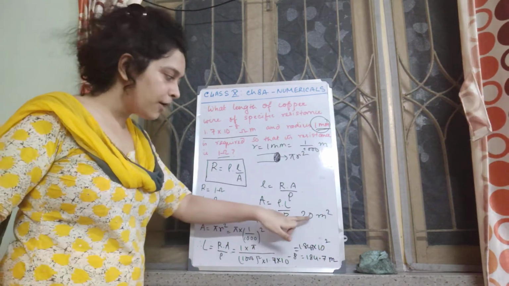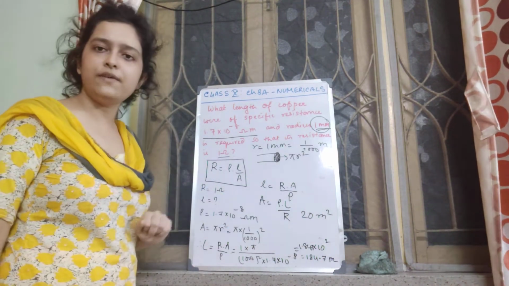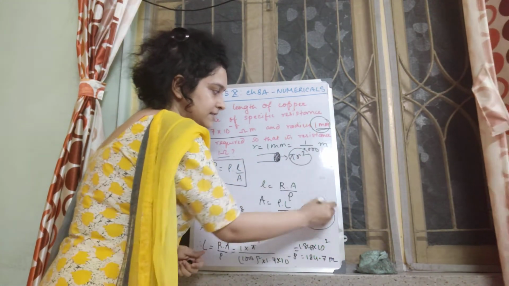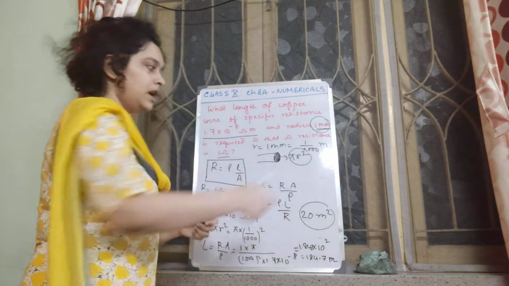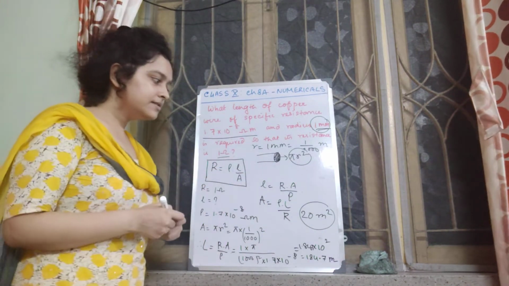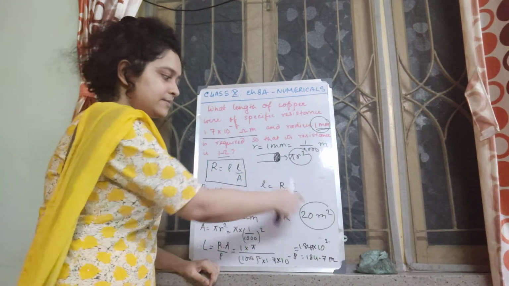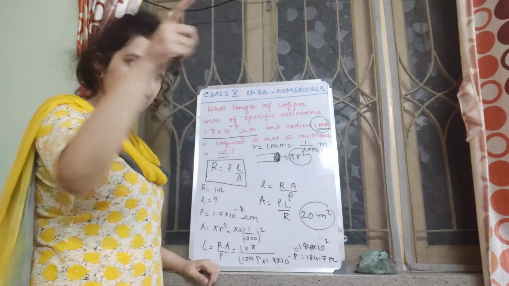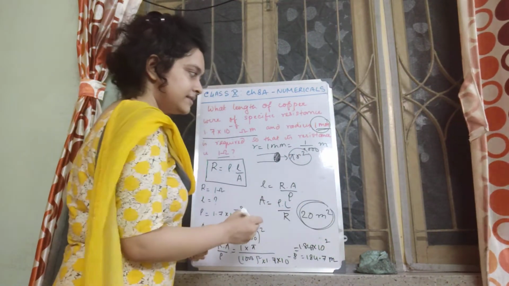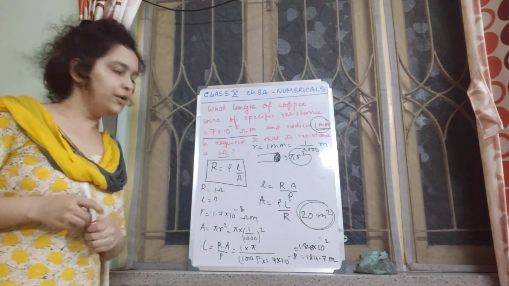Then from this, how can you find the radius of the wire? Pi r square is equal to this, so r square equal to this by pi, r equal to root over that. If I can find the area, I can find the radius.